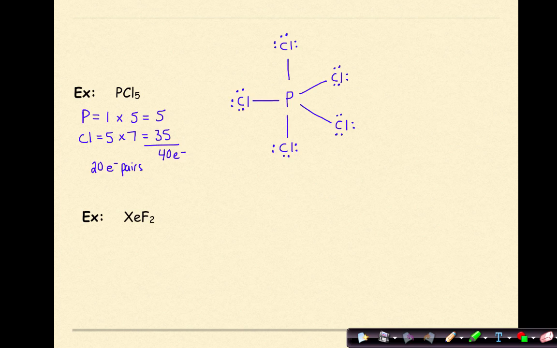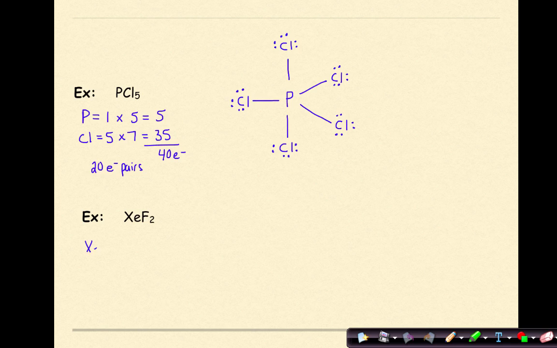When I count all of the electrons in the lone pairs and the bonding pairs, I can now see that I have the 40 electrons that I originally started with. Therefore, this is an example of how phosphorus can have an expanded octet. Let's look at another example, XeF2.